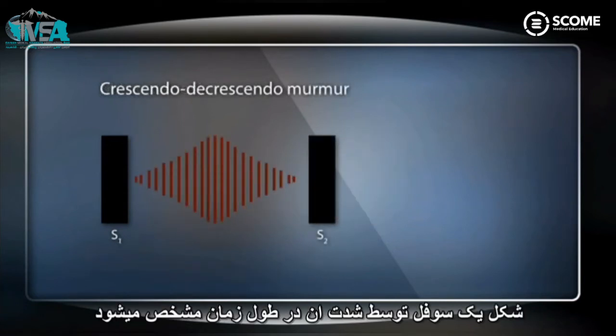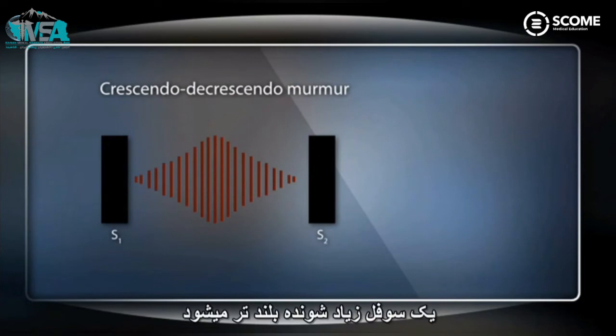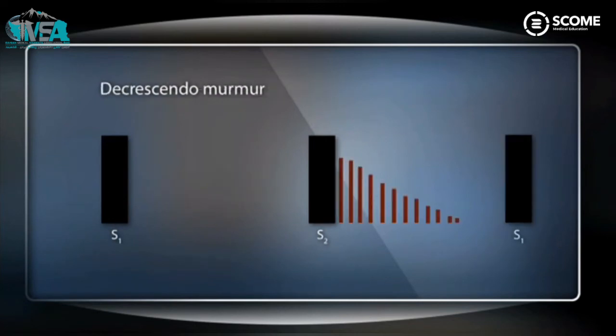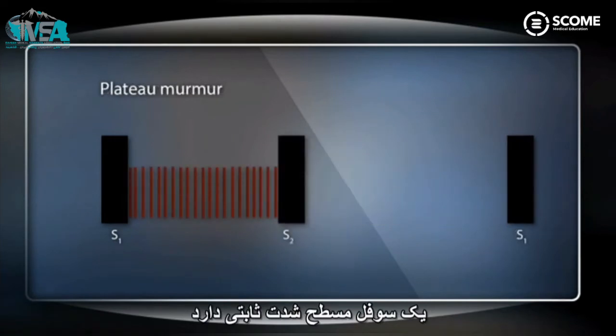The shape of a murmur is determined by its intensity over time. A crescendo murmur grows louder, a decrescendo murmur grows softer. A plateau murmur has the same intensity throughout.